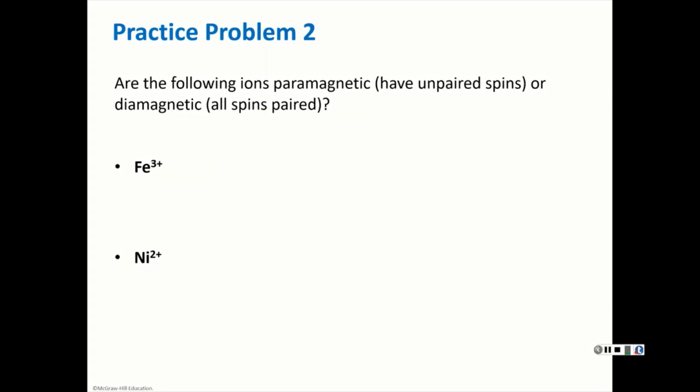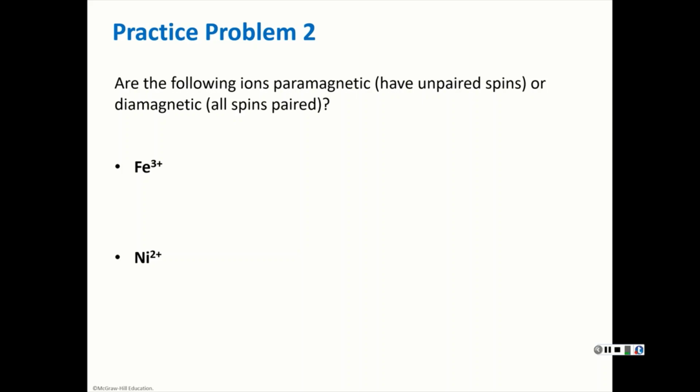Taking that a step further, we can use these to tell if any of these ions are paramagnetic. Okay, and what that means, just to define it briefly, paramagnetic means you have unpaired electrons or unpaired spins, and diamagnetic means that all electrons are paired or all spins are paired. If you have even 1 unpaired electron, it's going to be paramagnetic. No matter how many paired electrons you have, if there's 1 unpaired, it's considered paramagnetic.